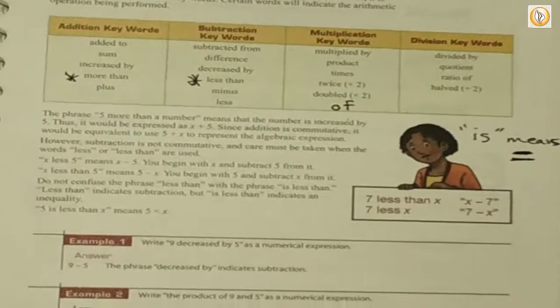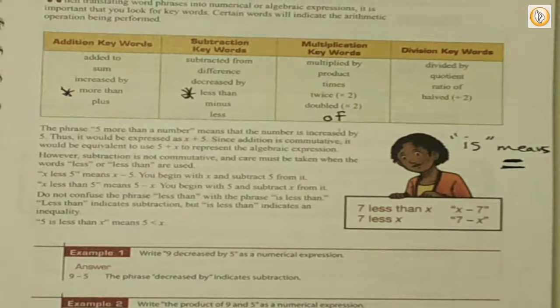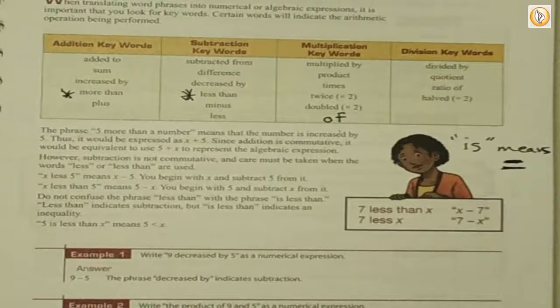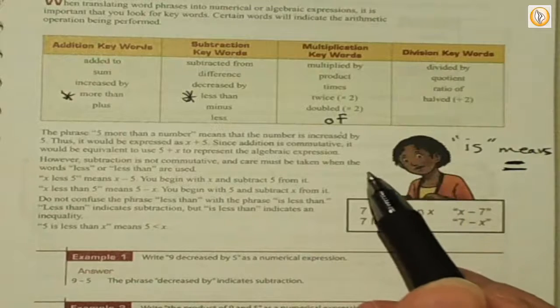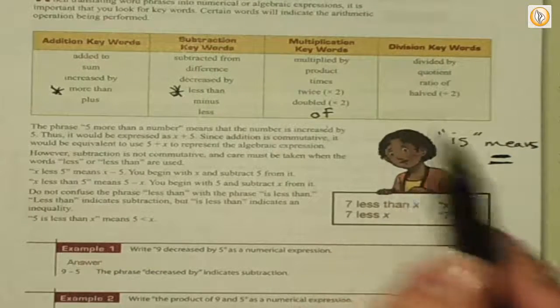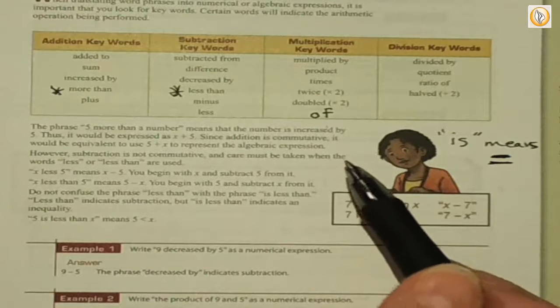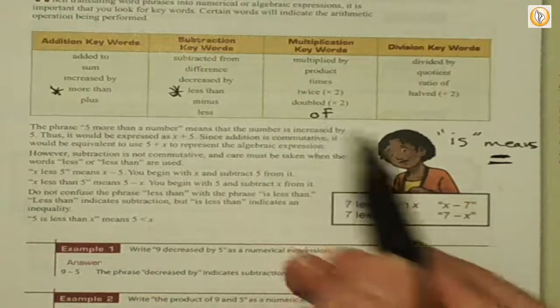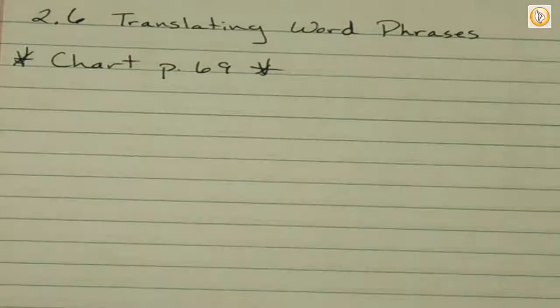Trust me. Even on the, what do y'all take now? You take the Iowa instead of Terra Nova. Even on the PSAT, SAT, they're going to have problems that deal with this, and I'm hoping that when you're in high school and taking the SAT and you come up with a problem that deals with this, you think of me in this class. Oh, I remember Miss Rogers telling me of is multiplication, is means equals.